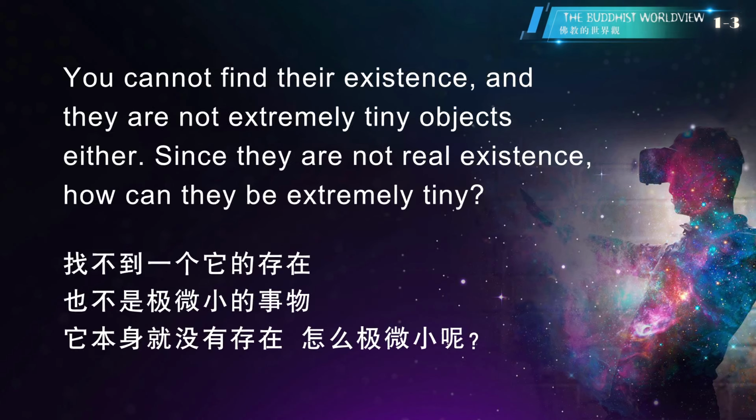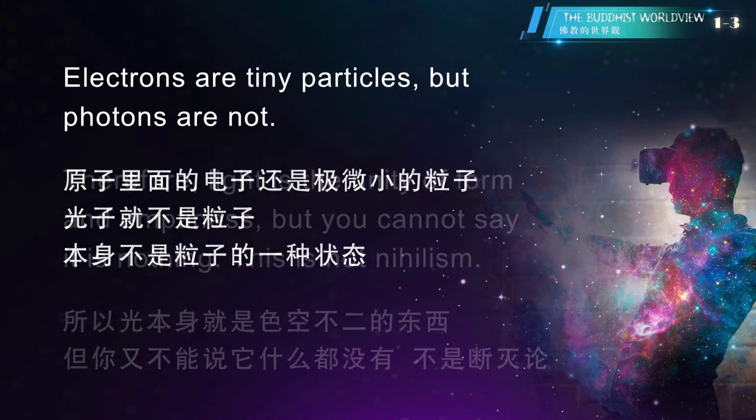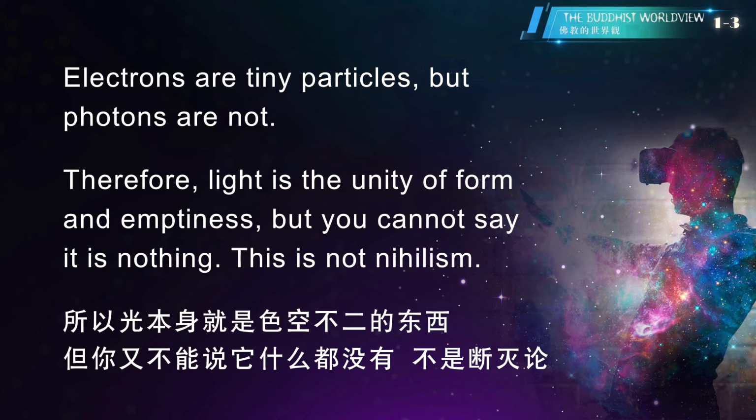You cannot find their existence, and they are not extremely tiny objects either. Since they are not real existence, how can they be extremely tiny? Electrons are tiny particles, but photons are not. Therefore, light is the unity of form and emptiness, but you cannot say it is nothing. This is not nihilism.